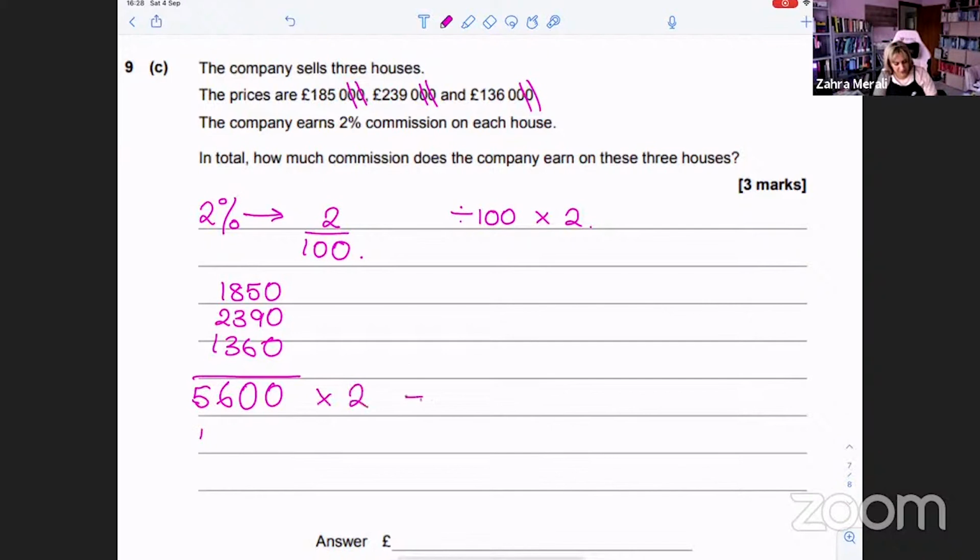And then 2 times 56, because we're doubling it. So 50 times 2 gives you 100, 6 times 2 gives you 12. So we've got 112 and our 2 zeros. So altogether, the commission is 112,000.